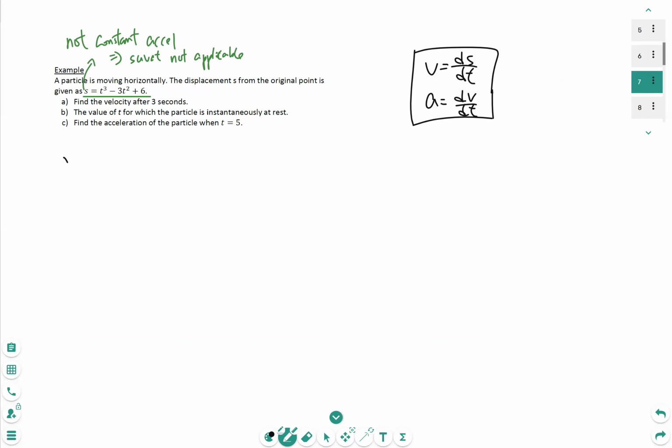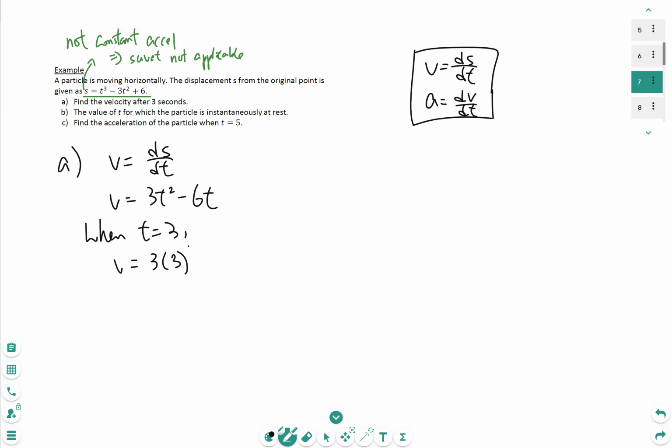Part A, find the velocity after 3 seconds. To find v, we can use v equals ds by dt, so we differentiate s. Differentiating s gives you 3t squared minus 6t. When t equals 3, because we want 3 seconds, v equals 3 times 3 squared minus 6 times 3, which I get as 9 meters per second. Easy peasy.